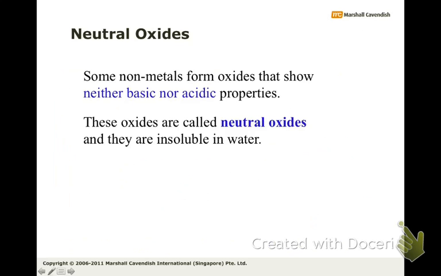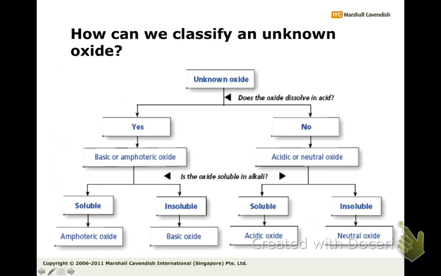Basically how do you want to identify oxides? Either you memorize them or you can follow this table. You ask yourself, does the oxide dissolve in water, in acid? If yes, then it could be either basic or amphoteric. If it's soluble in alkali, then it is amphoteric. If it's insoluble in alkali, then it's basic oxide. Now, if it's not able to dissolve in acid, then it's either acidic or neutral. If it's soluble in alkali, it's acidic. If it's insoluble, it's neutral. I would not recommend that you remember this chart, but if you can remember through this chart, then it's fine. But the way I would remember it is to memorize.